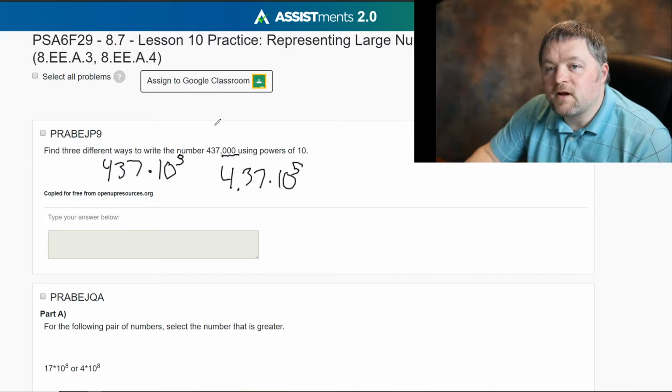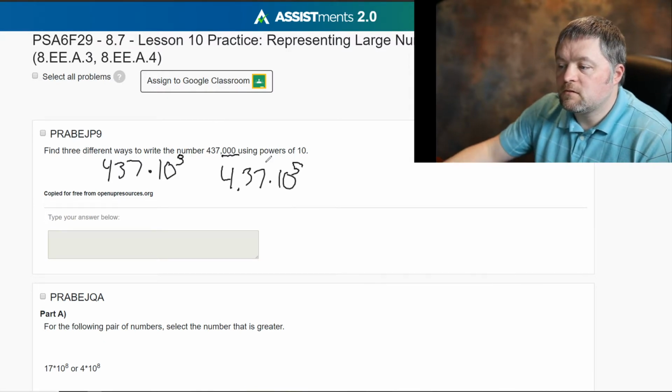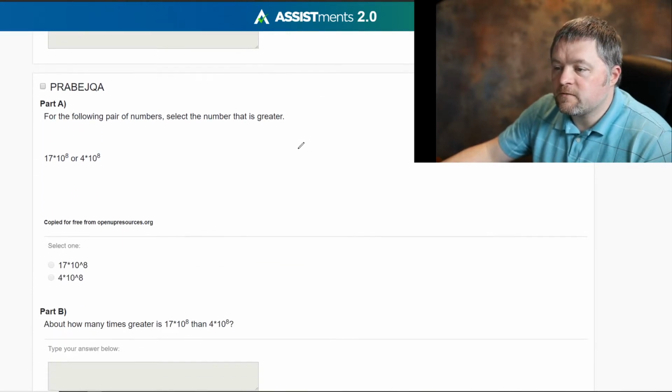This says find 3 different ways. There's 2. I'll leave finding one more up to you.